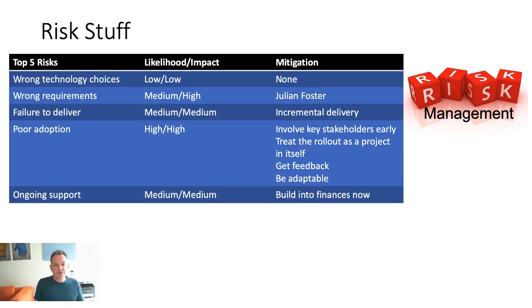Okay, moving on to risk. So here's the top 5 things. Number 1 we've got here is making the wrong technology choices, and I'll explain why this is not an issue. Technology is very much like buying a car now. There's just no bad technology really.